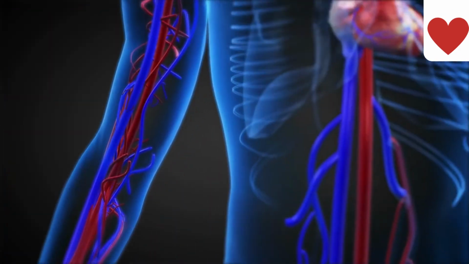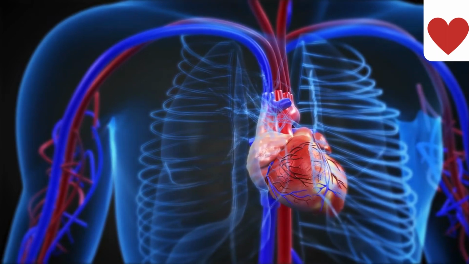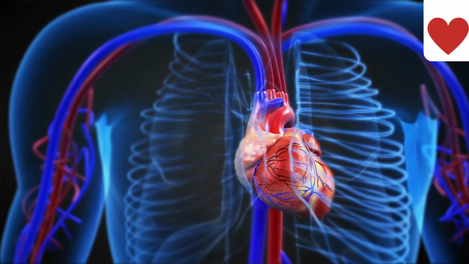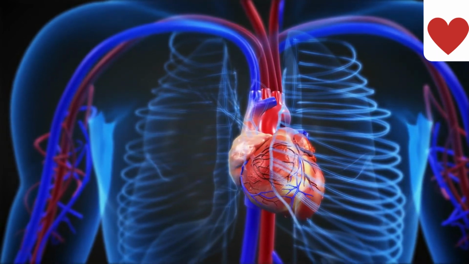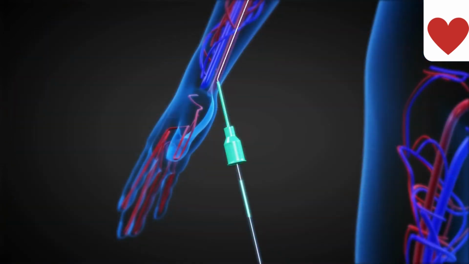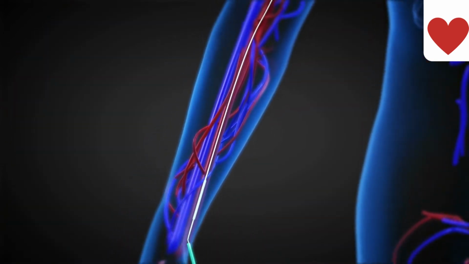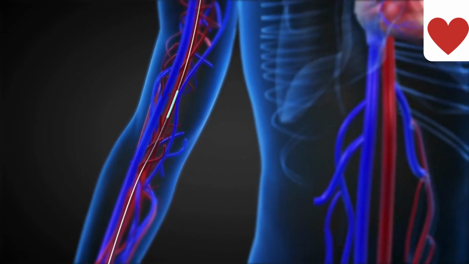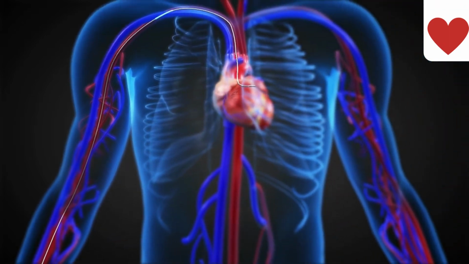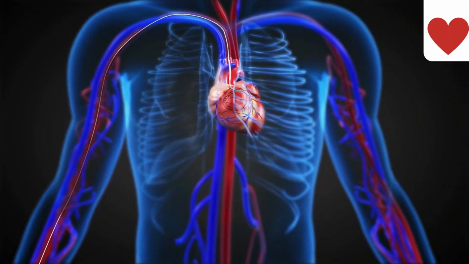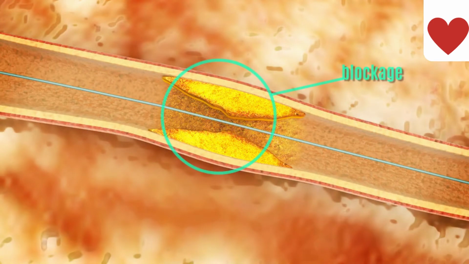A tiny thin wire is then passed across the narrowed segment. It serves as a support for positioning the tiny balloon across the blockage. Next, a long, thin, flexible tube with a small uninflated balloon at its tip is threaded through the guiding catheter over the guide wire and into the artery to where the artery is blocked.